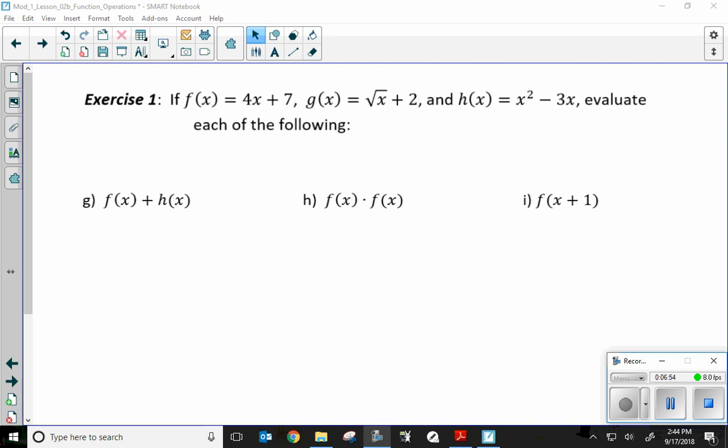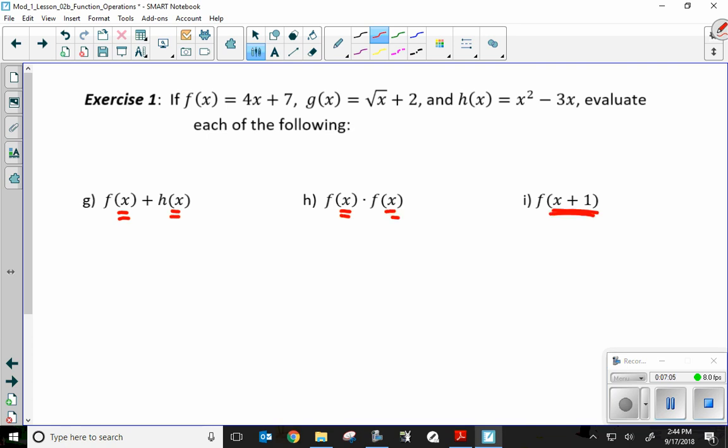These are slightly different, even more so. How come? Because these don't have numbers in them anymore. They're variables, okay? The last one has a variable and a number. Let's take a look at these things one at a time. All right? I'm going to take f of x. I'm going to add that to h of x. Well, let's take a look.